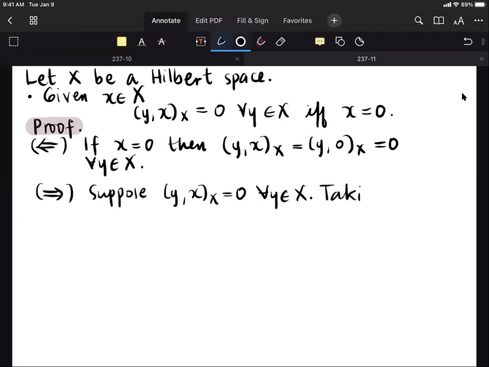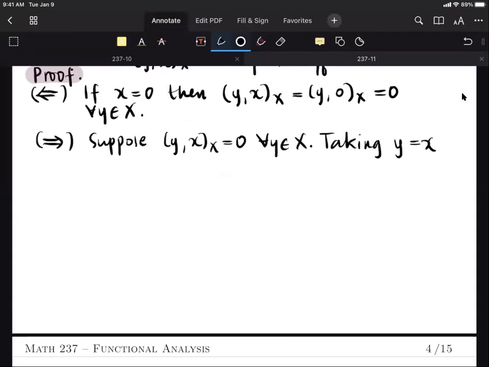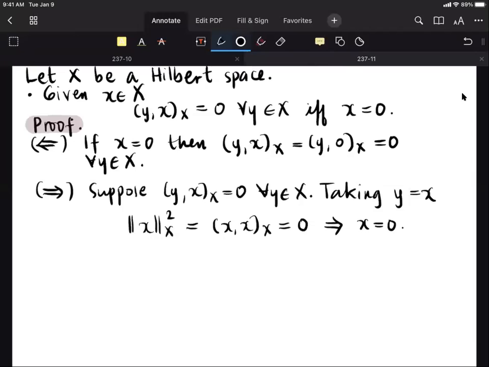By taking a specific Y, namely the given vector X, we have the inner product of itself is 0 by assumption, but this is nothing but the squared norm of X. Therefore, the norm of X is 0, and by positive definiteness of the norm, X must be 0. So indeed, this equivalence is valid.